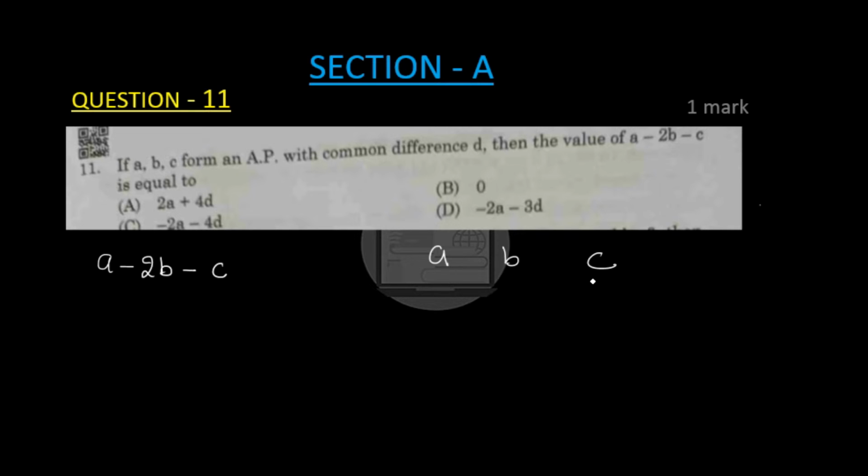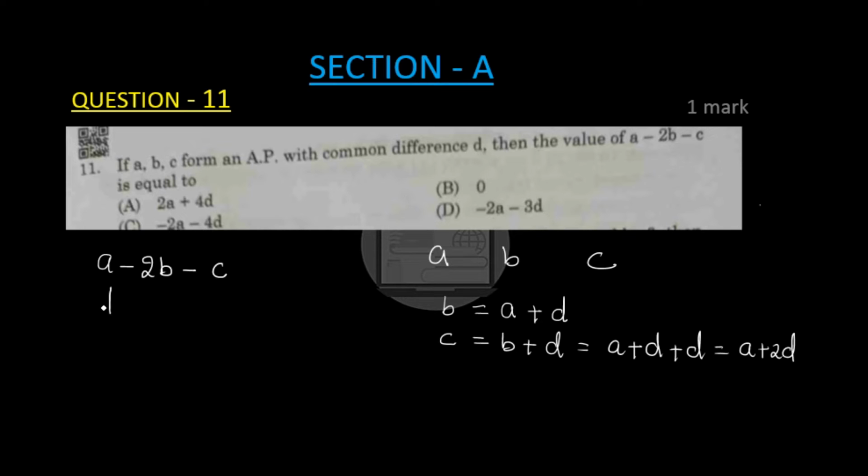Now since A, B and C form an arithmetic progression, I can write that B is equal to A plus D, the previous term plus the common difference. And similarly, C can be written as B plus D, but B is A plus D. So I can write A plus D plus D, which gives me A plus 2D. So I am able to write B and C in terms of A and D because all my choices, if I see, are in terms of A and D only.